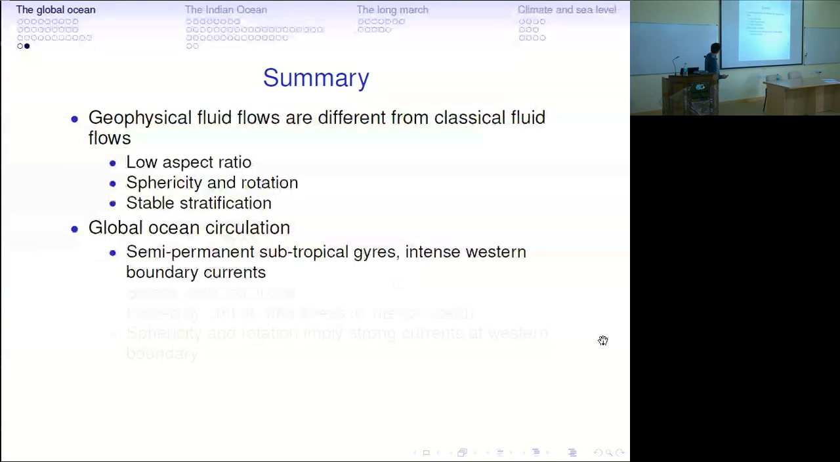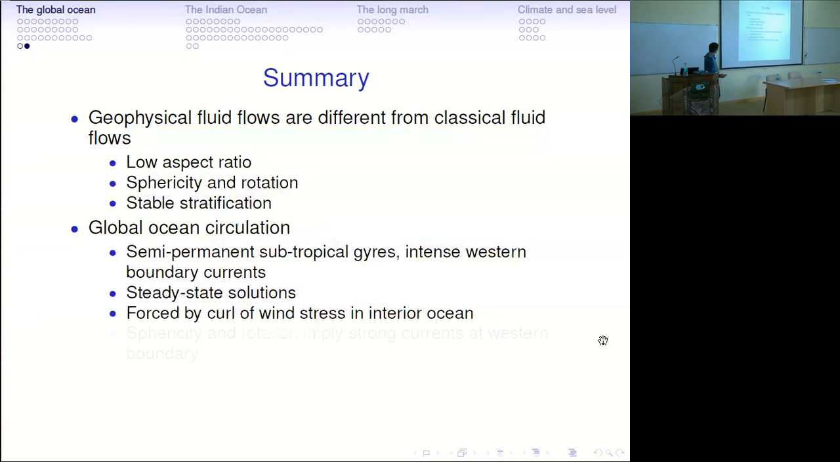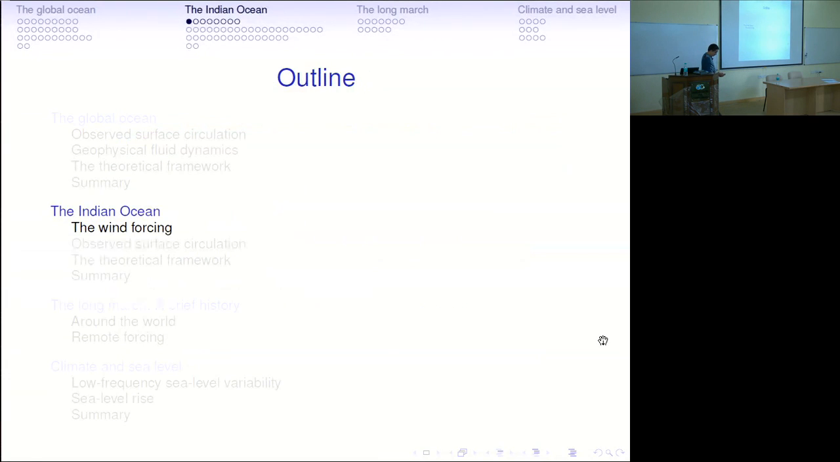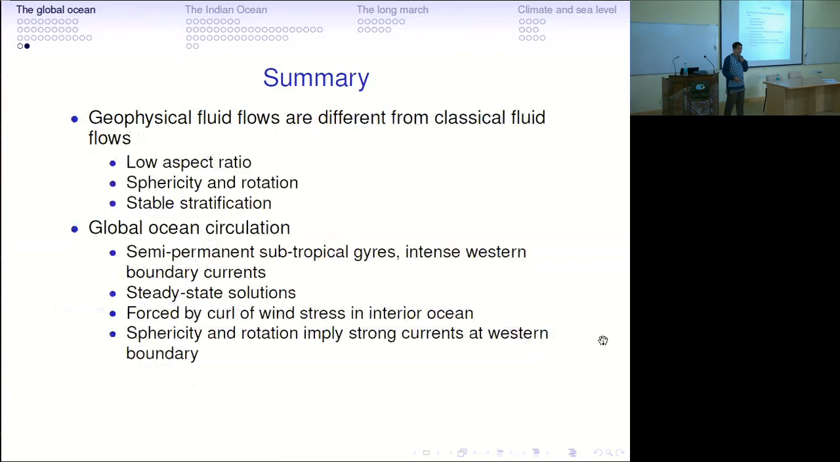The global ocean circulation is characterized by semi-permanent subtropical gyres and intense western boundary currents. These are steady-state solutions, Sverdrup, Stommel and Munk. They are forced by the curl of wind stress in the interior of the ocean. Interior in the sense of the horizontal, away from boundaries. Sphericity and rotation imply strong currents at the western boundary. So that's as far as the global ocean is concerned.